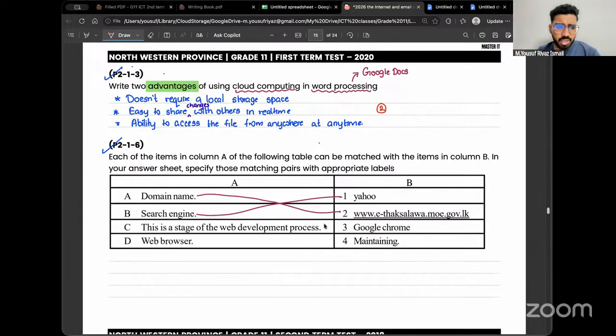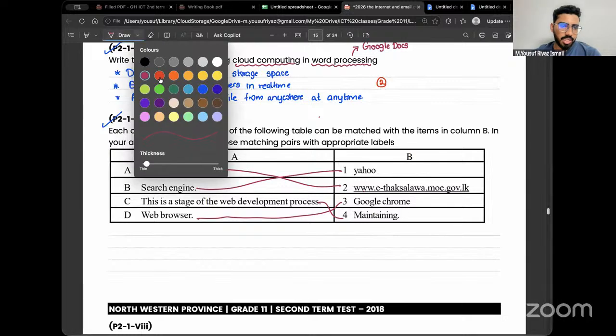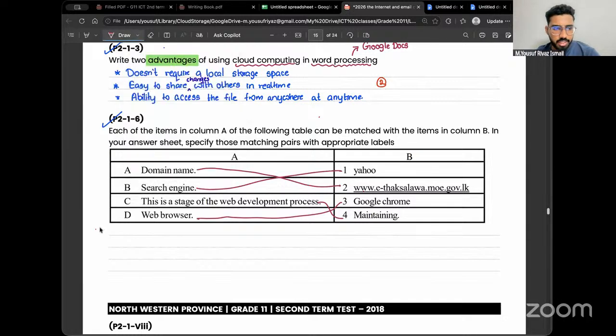Then out of the given answers, a web browser, Google Chrome is a web browser, and this is a stage of the web development process. It's maintenance. Technically, they have talked about a stage of the SDLC. The last stage of SDLC is maintaining. So yeah, we got these answers correct. Half marks each, 2 marks there. It's actually a half marks question, if I'm not wrong.